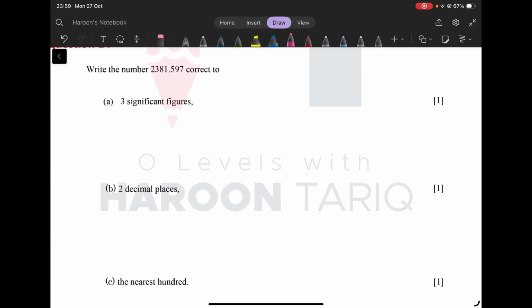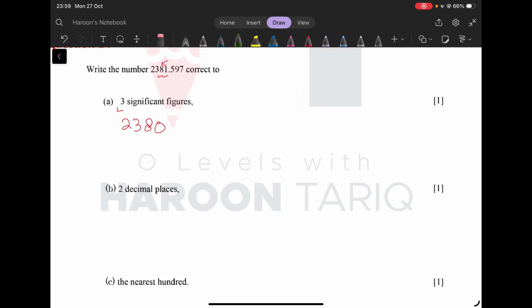Now write this number correct to three significant figures. So you can see this is my third significant figure. I'll have a look at the next one, the fourth significant figure. If the next number, the fourth one, is 5 or greater than 5, I add 1 to the previous digit, otherwise I don't. So over here I won't, because 1 is less than 5. So this becomes 238, and I need to replace every number before the decimal with 0. So only 1 0.